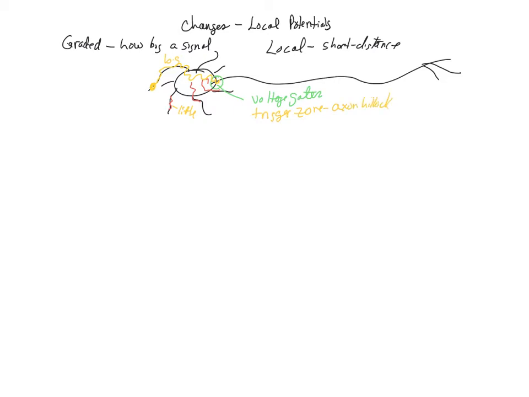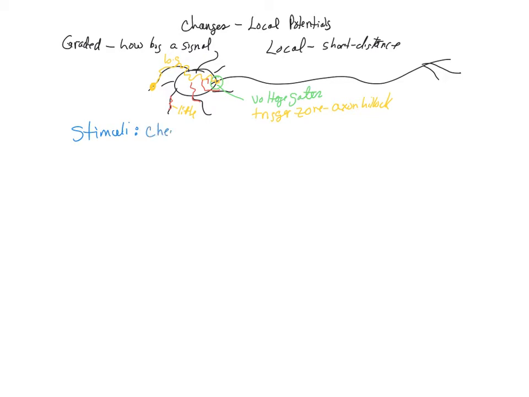All right, so local potentials are short distance. Graded potentials are either small or big, okay? But both of these terms are used interchangeably. So we will say a graded potential and mean a local potential, or we can say a local potential and we mean a graded potential, okay? They're the same thing.